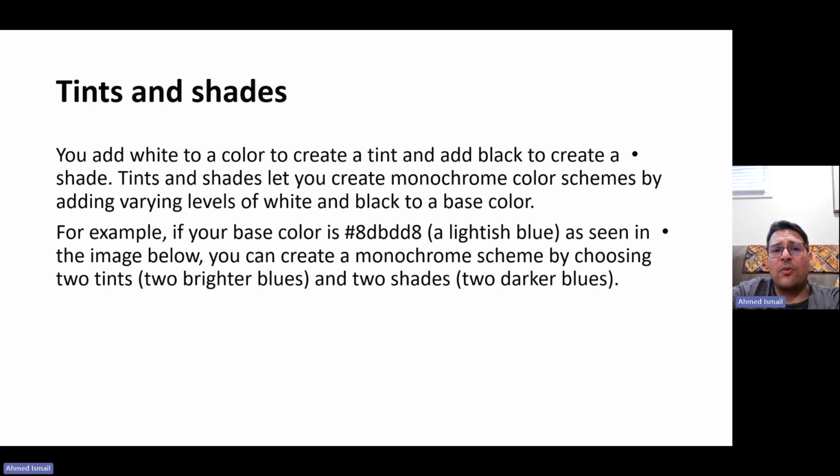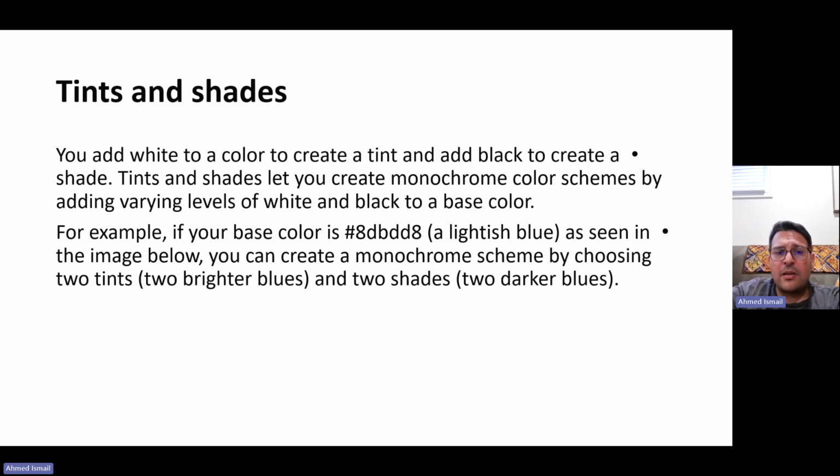So tints and shades let you create monochrome colors. Monochrome means one color, but you have a lot of shades, a lot of tones, a lot of tints. If you add white with varying degrees and black with varying degrees, from one color you get multiple colors that fit together and look very nice. So you have a monochrome color scheme by adding varying levels of white and black to a base color.